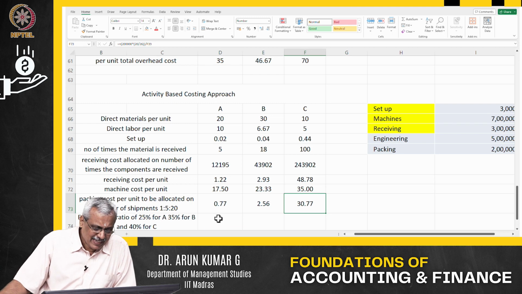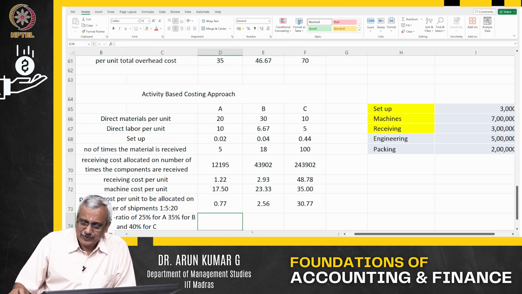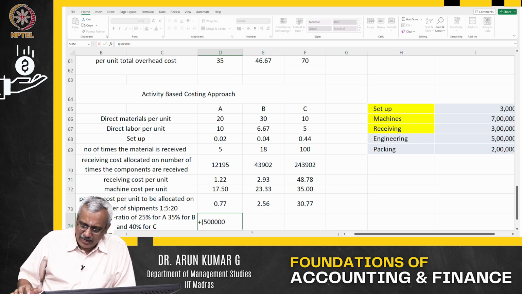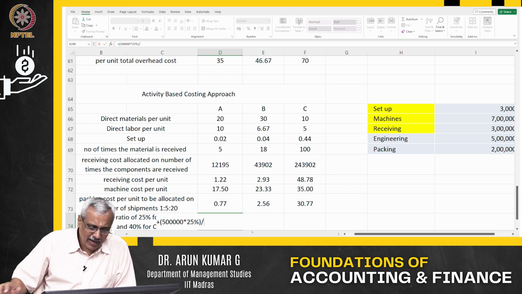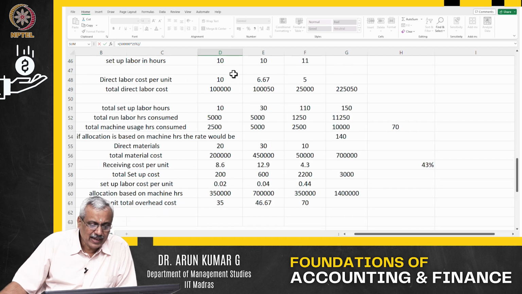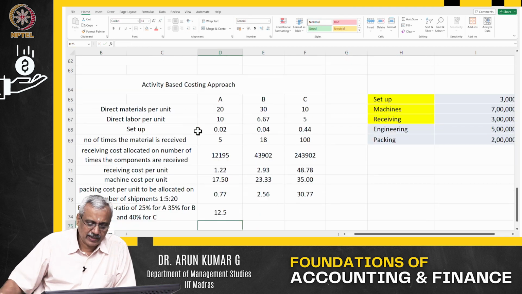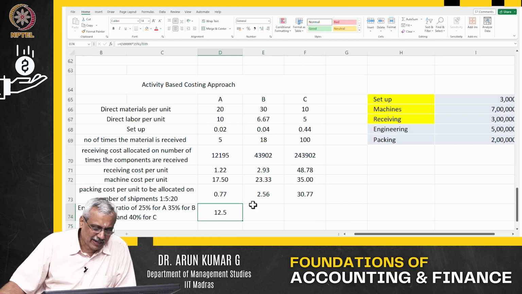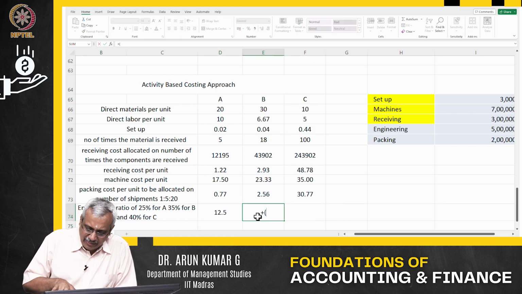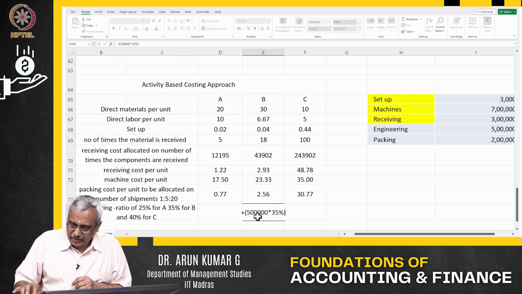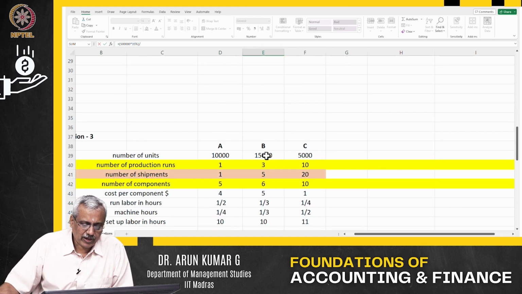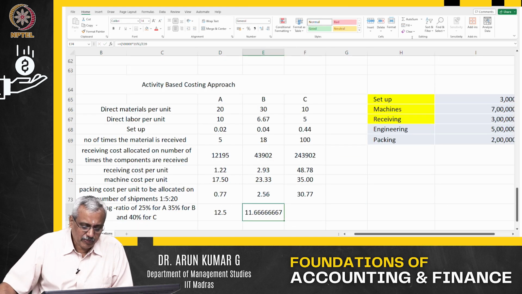Now let me look at dividing this particular cost. Based on that, about 500,000 is spent on engineering, multiplied by 25% for product A, divided by the number of units of product A, which is given here. So per unit, my cost is about 12.5. For B, 500,000 times 35%, divided by the number of units for product B, gives 11.66.